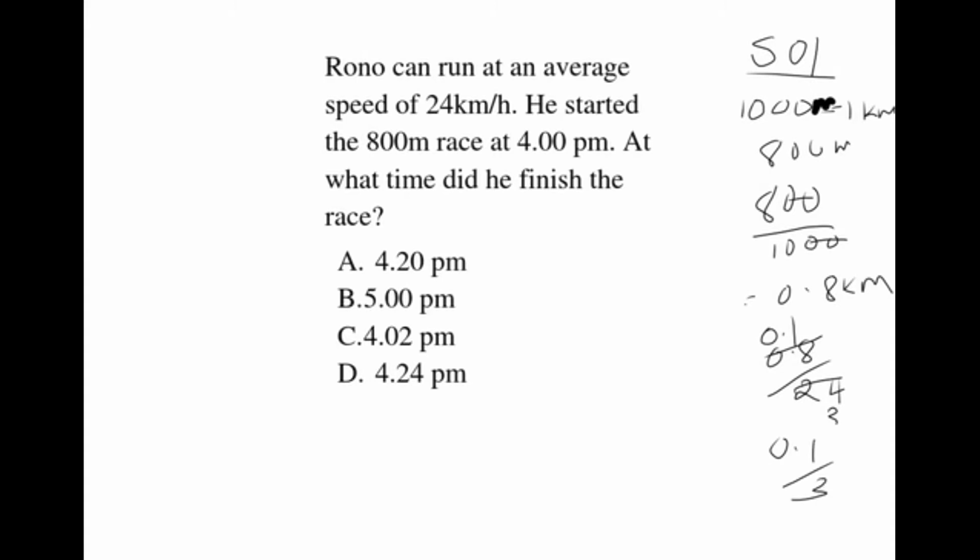Therefore, 0.1 over 3, let us convert it into minutes and see how many minutes there are. 0.1 over 3 times 60. By 3, 1. By 3, 20. We count 1 decimal, 1. So these are 2 minutes.